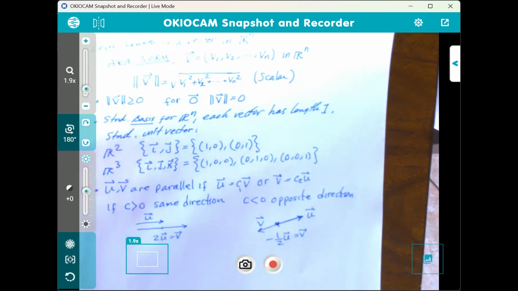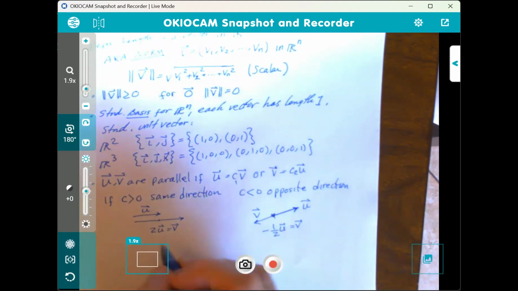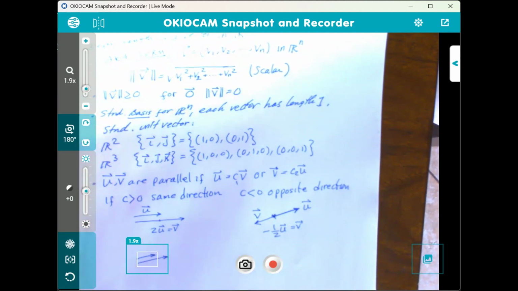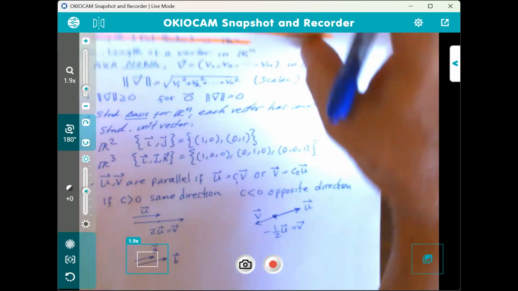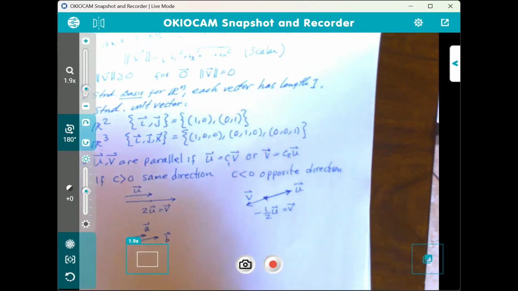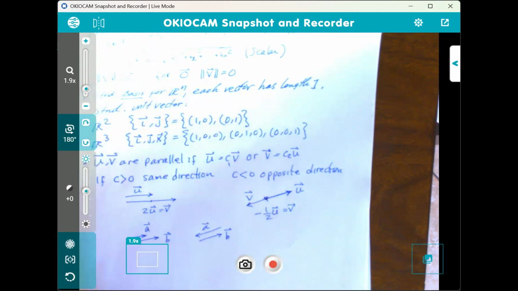Now, when it comes to vectors, by the way, the idea of parallel: two vectors could be parallel going in the same direction. So I have these two vectors that are parallel, here's vector A and this is vector B, going in the same direction. Or they could be parallel going in the opposite direction. So here's vector A, and this is vector B now. You see that? They're going in the opposite direction.